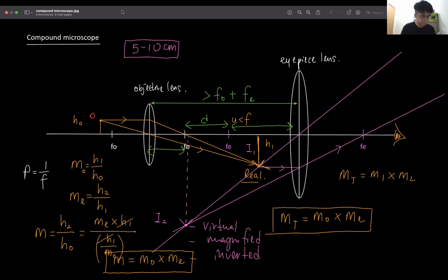Okay, finish. Finish, we look at the telescope.